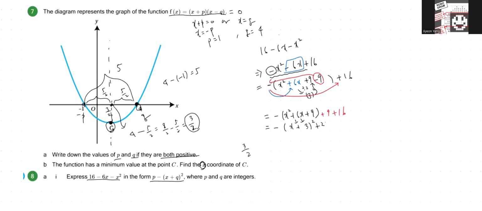Let's compare with this one, which is p minus. Just simply change the order, negative (x plus q) squared plus p, right? Therefore, q equals 3 and p equals 25. This is nothing. It's very easy. I want you to feel this type of question very easy.